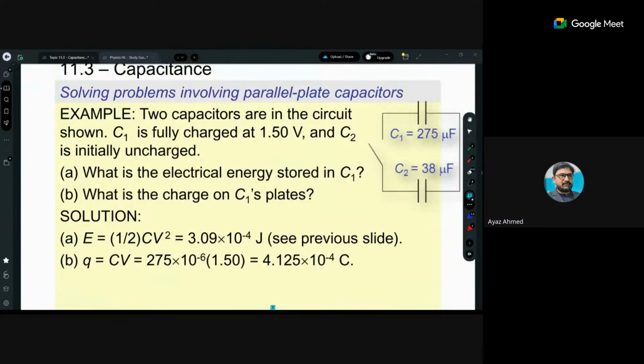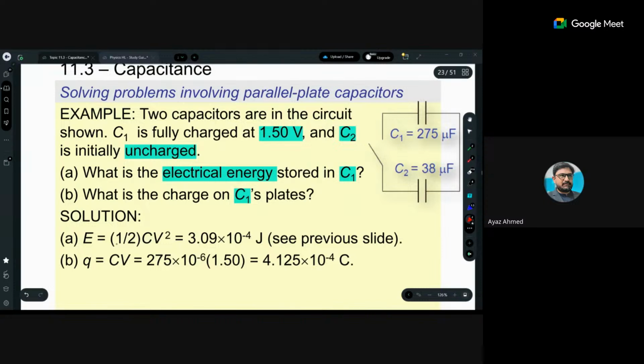Two capacitors in the circuit are fully charged to 1.5 volts. C2 is initially uncharged. What will be the electrical energy stored in C1? Here the voltage is given to you, right? C2 is initially uncharged, right? This capacitor is not charged. C2 is this one. What is the electrical energy stored in C1, and what is the charge on C1's plate? So how to solve that?